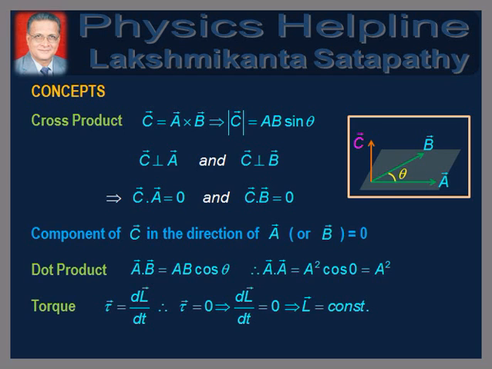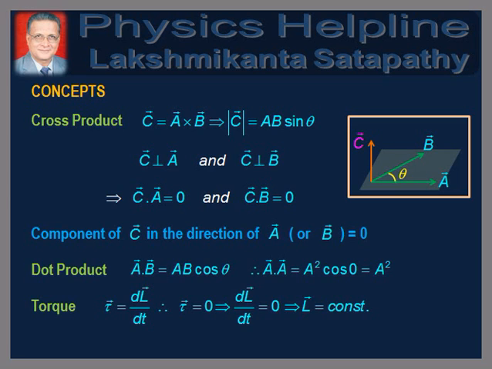Dot product of two vectors A and B is given by A dot B is equal to AB cos theta. Now, the angle between A and A is equal to 0. Therefore, we have A dot A is equal to A square. Now, the torque acting on a body is equal to the rate of change of its angular momentum. Therefore, we write tau is equal to dL by dt.